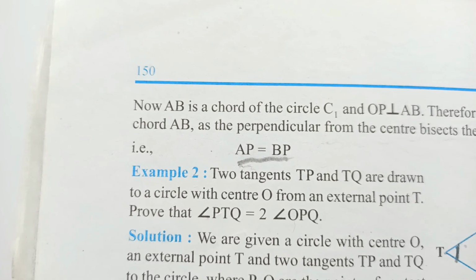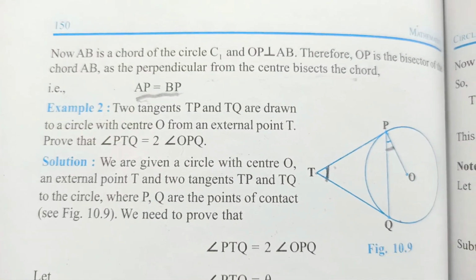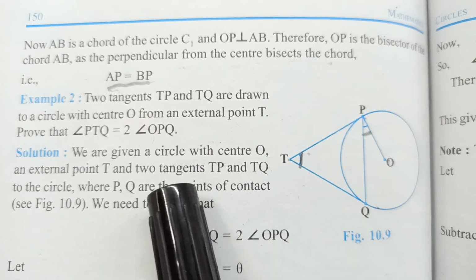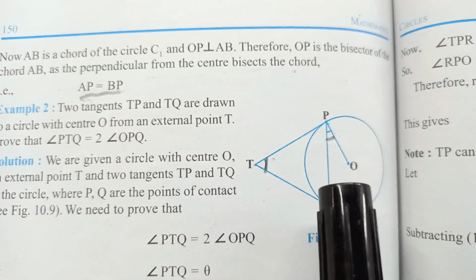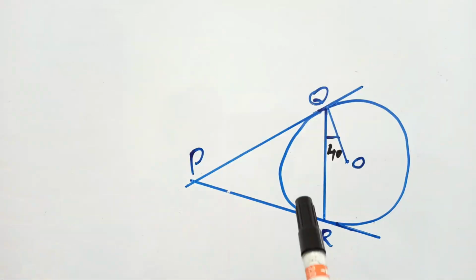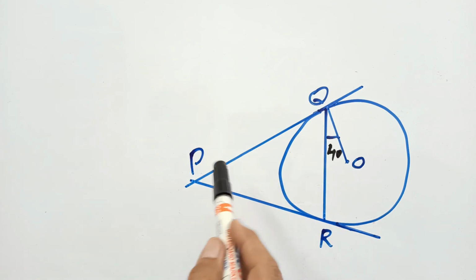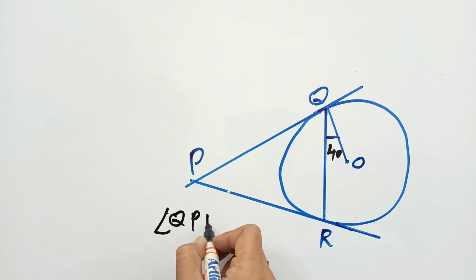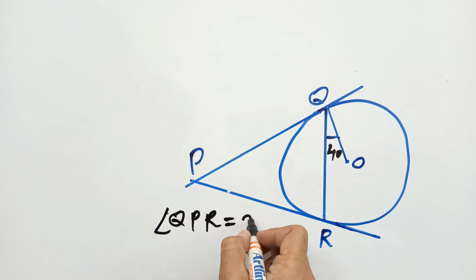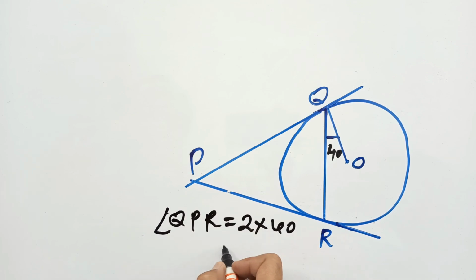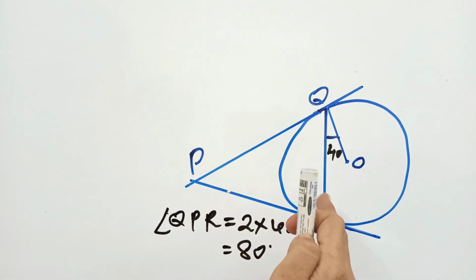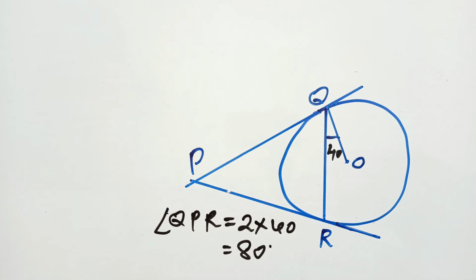Listen, on page number 150 we already proved that in this kind of question, angle TPQ is equal to twice of OPQ. So it means our answer will be 80 if it is a 1 mark question. So according to this concept, QPR is equal to twice of 40. So for MCQ questions, you can directly write the answer using the result that we solved in example number 2.